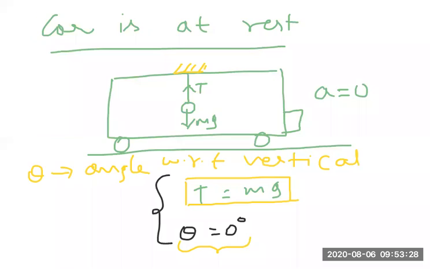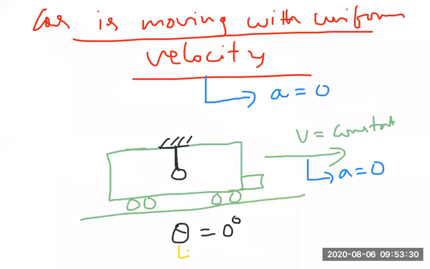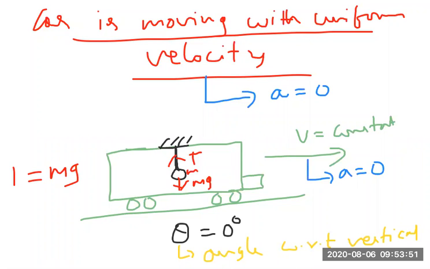Now here also the same. What is theta? Angle with respect to vertical. It is 0. And what about tension, sir? It is not moving. Tension is always upward, towards the point of suspension. Mg, the weight, is acting downward. Simply here also I can write T equal to mg.